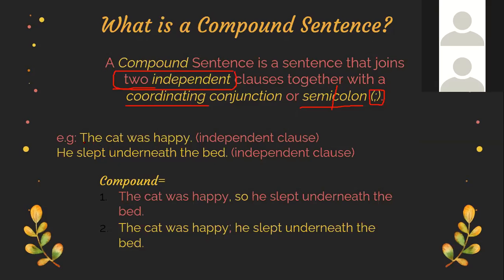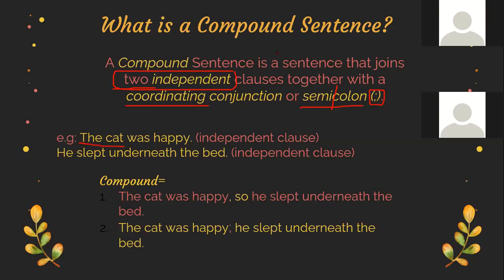The cat was happy. Okay, this is called an independent clause. Can you explain why it is called an independent clause? Yes, because it has one subject and one verb. Where is the subject? The cat. Excellent. Other than the subject, was happy is the predicate. That's right. And I have a complete idea, right? So it makes an independent clause. Good.